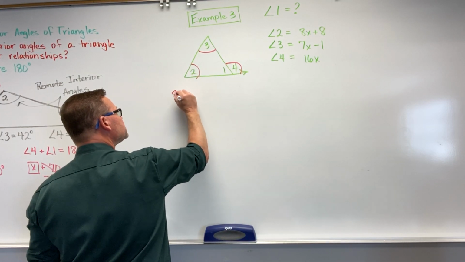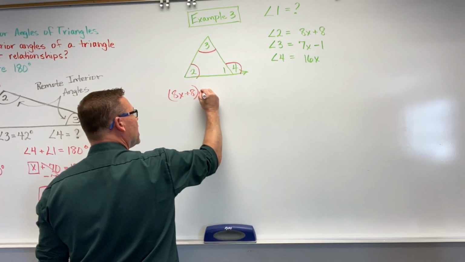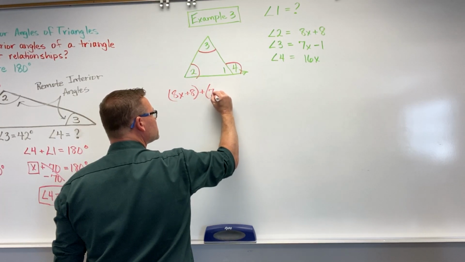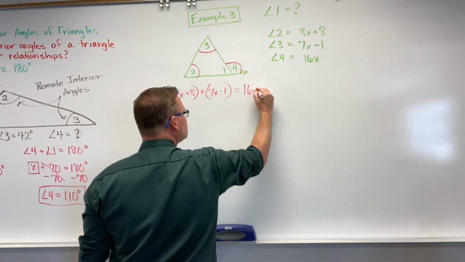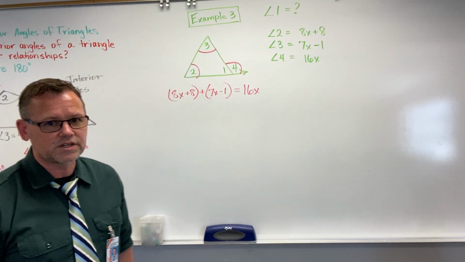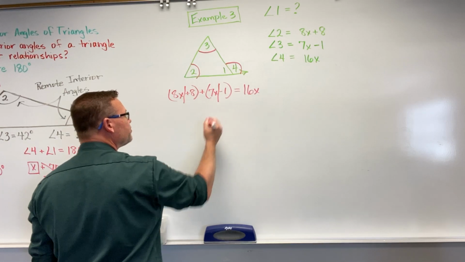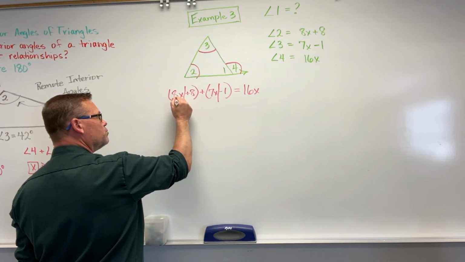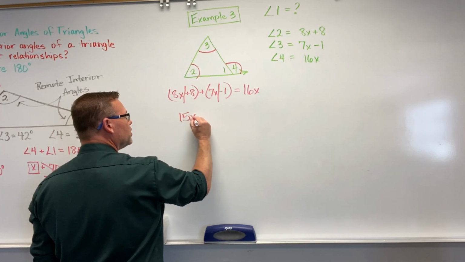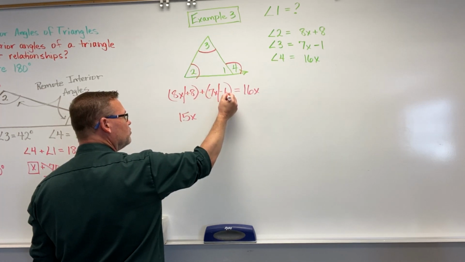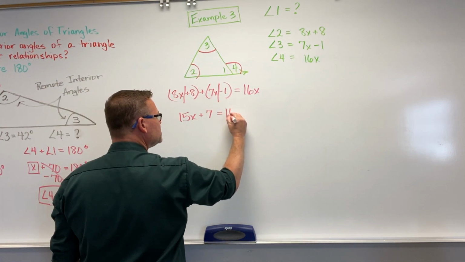In other words, 8x plus 8, okay, that's one of them, plus 7x minus 1 should equal 16x. You can see this problem is going to take us a while, okay? So what I do is I separate the terms, and then I'm going to combine like terms. I've got a positive 8x plus a positive 7x, which is 15x. I've got a positive 8 and a negative 1, which is plus 7, and that equals 16x.